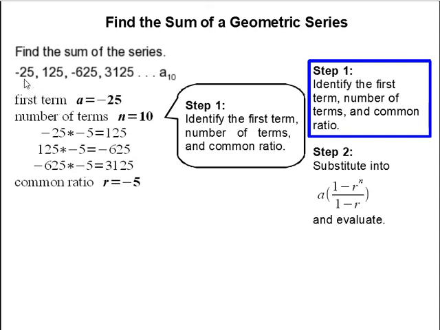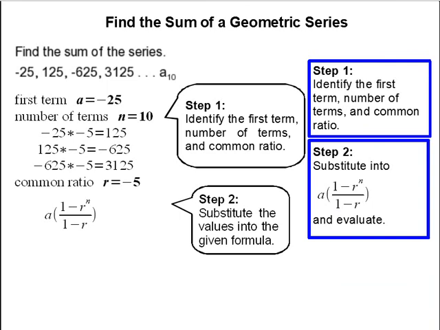So to get from negative 25 to 125, you multiply by negative 5. And to get from 125 to negative 625, you multiply by negative 5. And so forth. So our common ratio is going to be negative 5, and we're going to use R to represent that.